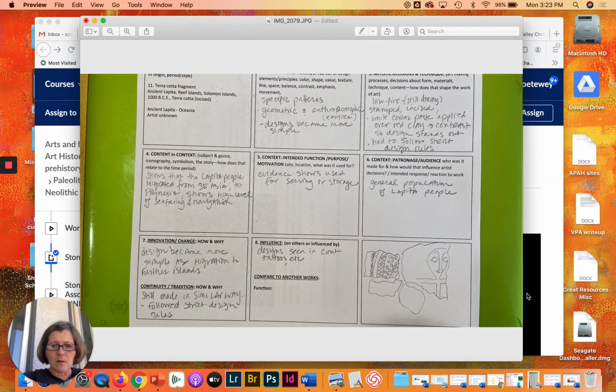This is an example of a finished one. I'm giving you a little bit of the information for number 11, because somebody asked what a finished one might look like. Like we said, the ones you're doing, these first 11, might not have a lot of information for them. So this is number 11, the terracotta fragment.